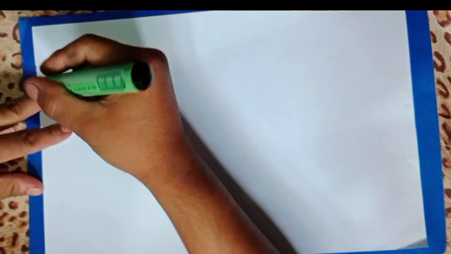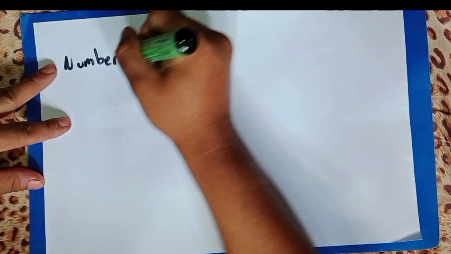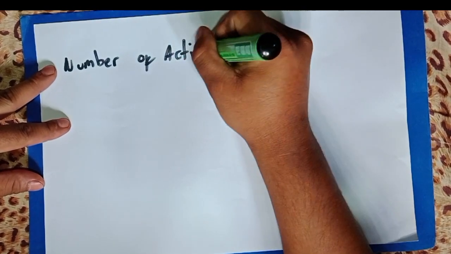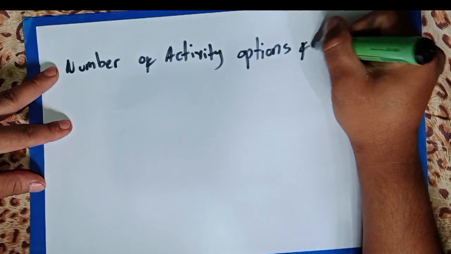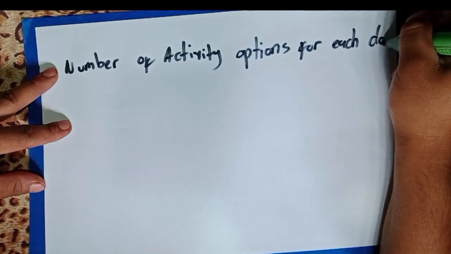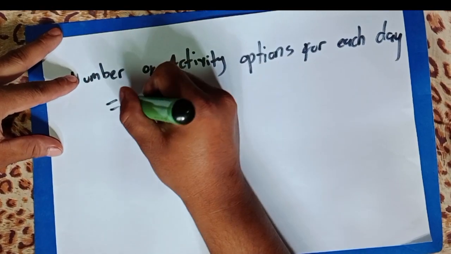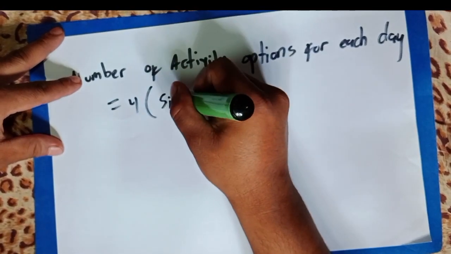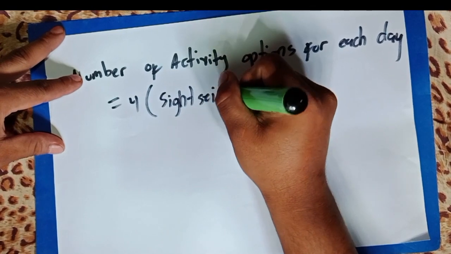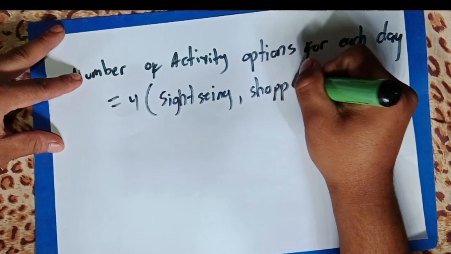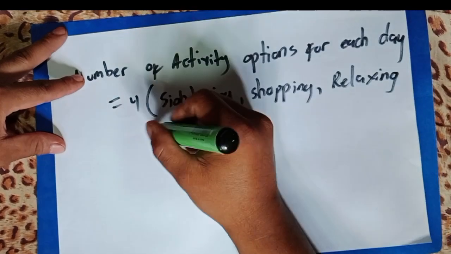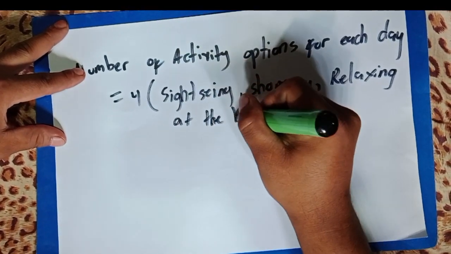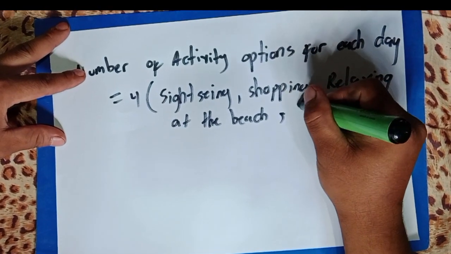So the number of activity options for each day is equal to 4: sightseeing, shopping, relaxing at the beach, and hiking.